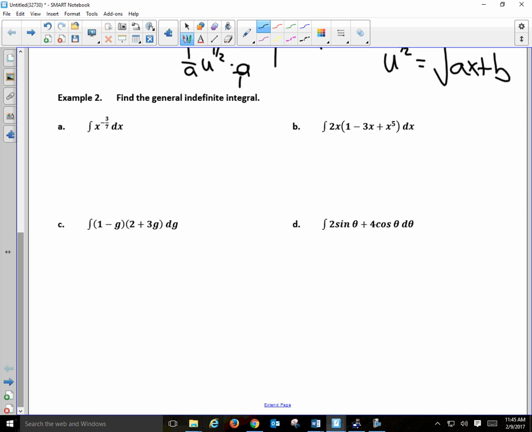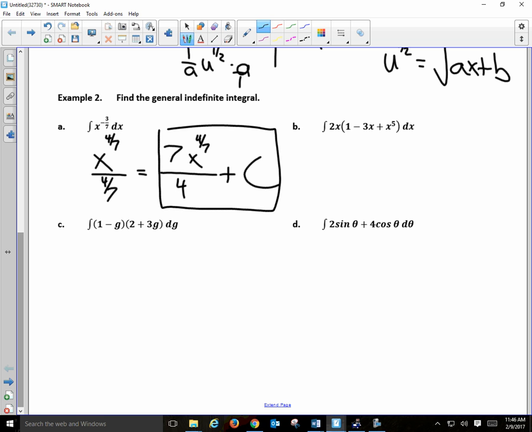Second skill you're going to be doing is just find the general indefinite integral. X to the negative 3/7. How do I take the antiderivative of that? It'll be x to the 4/7 divided by 4/7, or multiplied by 7/4. So 7 over 4, x to the 4/7. And then you must add plus c.